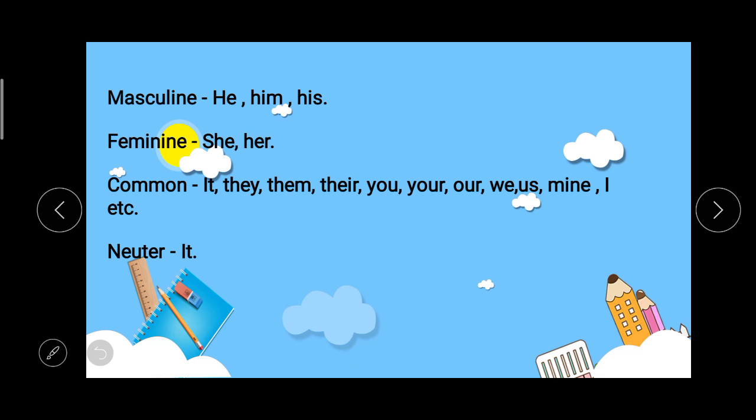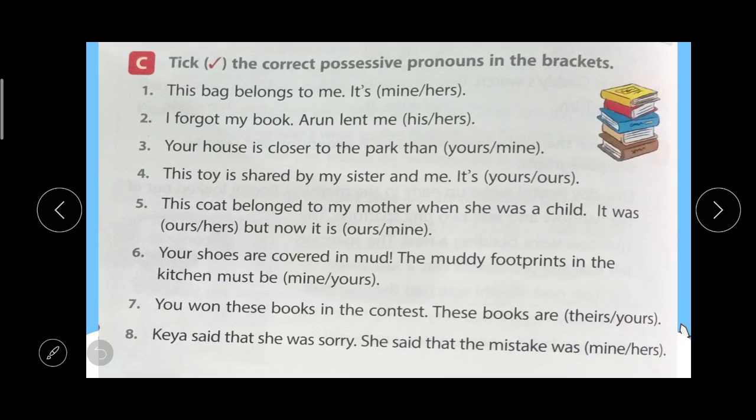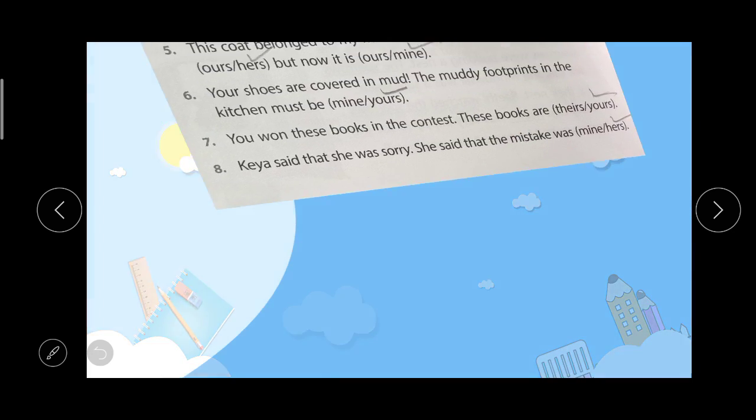I hope that you have understood the possessive and gender pronouns. Now let me show you the exercises on these two kinds of pronouns. Here you can see the first exercise, that is number C, and here 8 sentences are given and you have to put a tick mark on the correct possessive pronouns. So let me read out the answers for all of you.